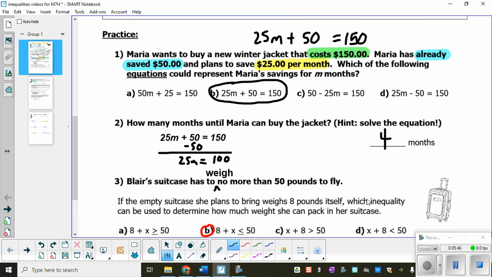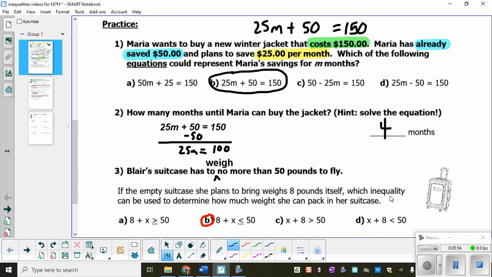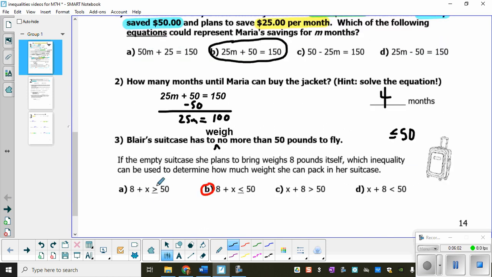All right, for number 3, Blair's suitcase has to weigh no more than 50 pounds to fly. So if something's no more than 50, it has to be less than or equal to the 50 pounds. And already when I look at my answer choices, I can knock out answer choice A because we're looking for less than or equal to 50. B has it. C says the weight would be greater than 50. D says the weight is less than 50, but it doesn't have the "or equal to" because it could equal 50 pounds. So even just on that one statement, I have to narrow it down to answer choice B.